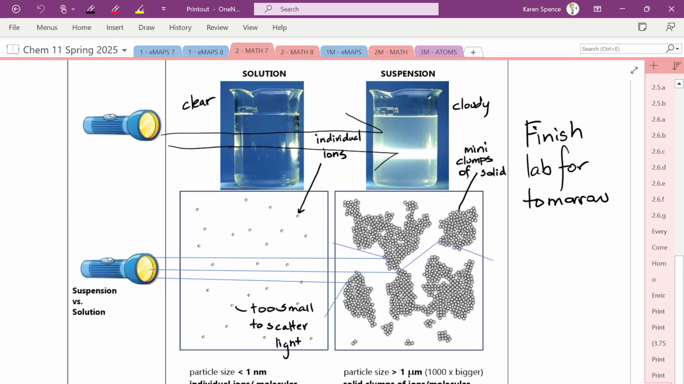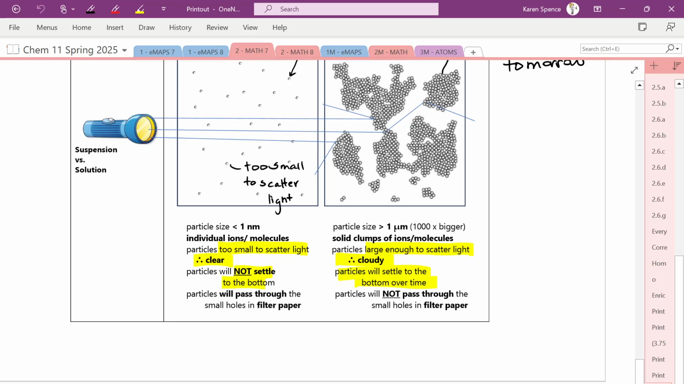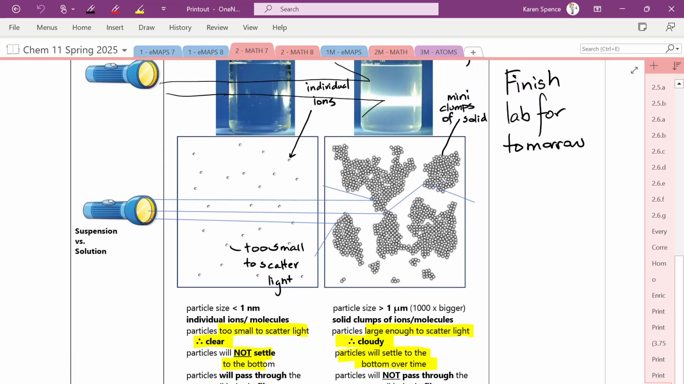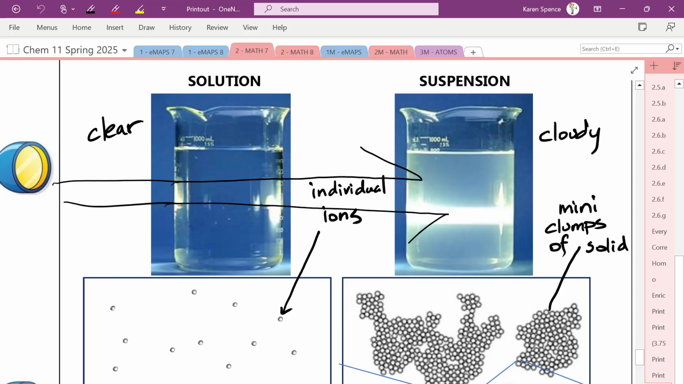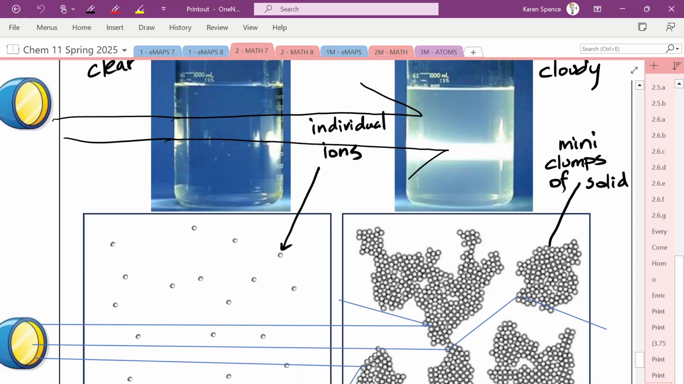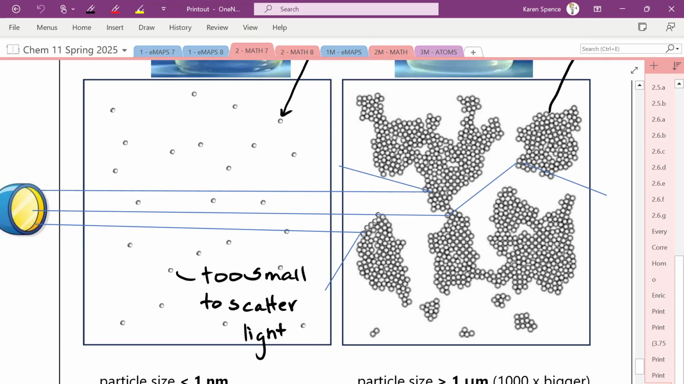All right. So just so you guys are clear, right on the very back page, we have a suspension versus a solution. You don't need to write any of this down because we just took notes on it, but it's reiterating that in our solution, we have individual ions, and the light does not get scattered. But the moment we get to a suspension, the light gets scattered. You can actually see these little mini clumps of solid, and the light is getting scattered off of them. The little ions are too small to scatter light.